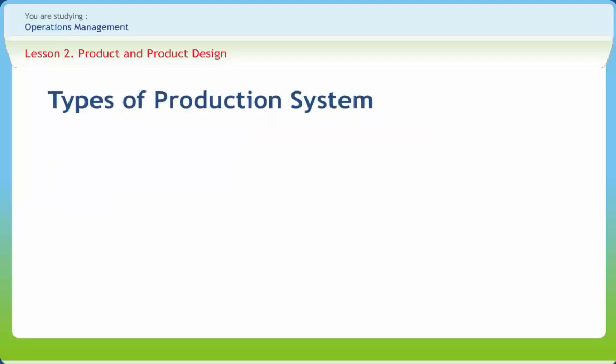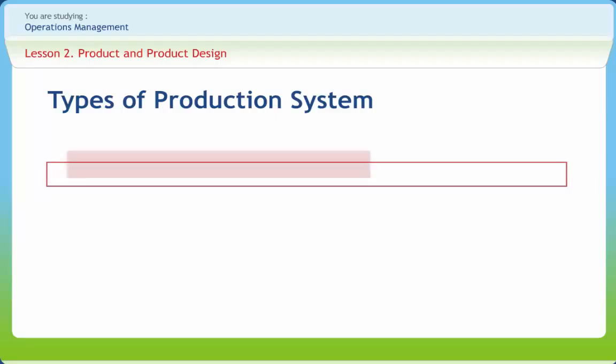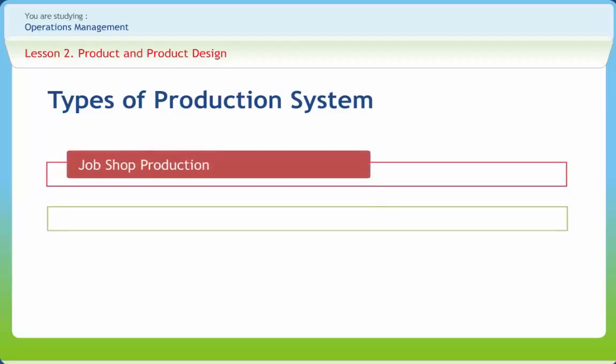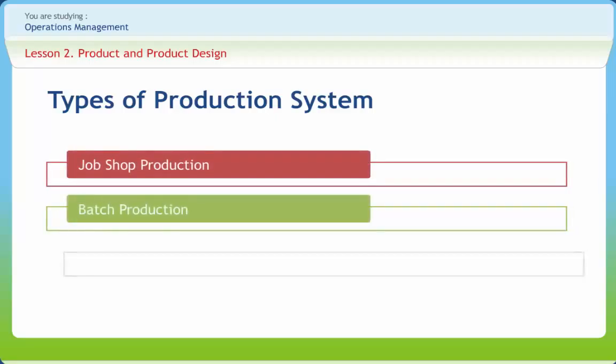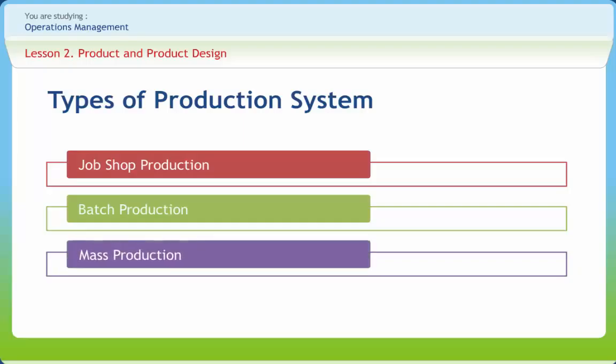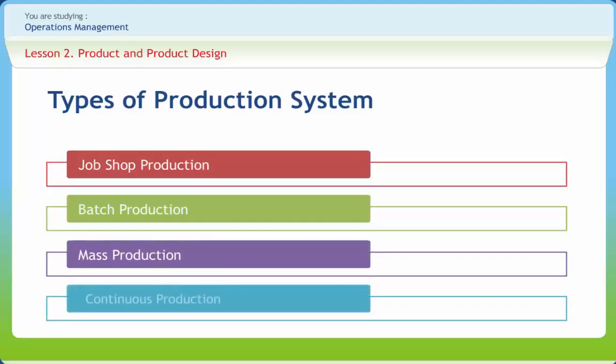Production systems can be classified as job shop, batch, mass, and continuous production systems. Job shop production is characterized by manufacturing of one or a few quantity of products designed and produced as per the specification of customers within prefixed time and cost. The distinguishing feature of this is low volume and high variety of products.